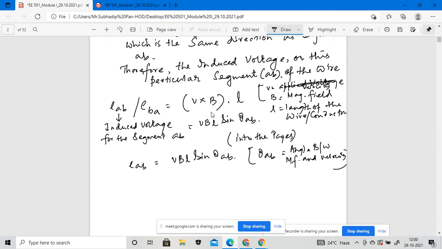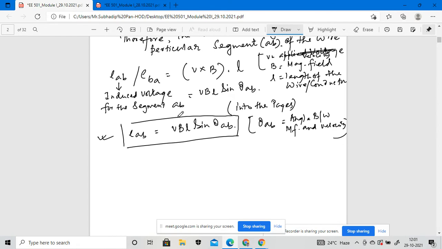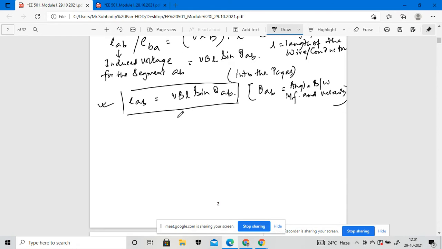Right? So this is understandable for the segment AB. Is it understandable? Because we have to find out segment-wise, then we have to sum them, then we find out the E total, that means the total induced voltage for the particular coil. Now the second one is for the segment BC.